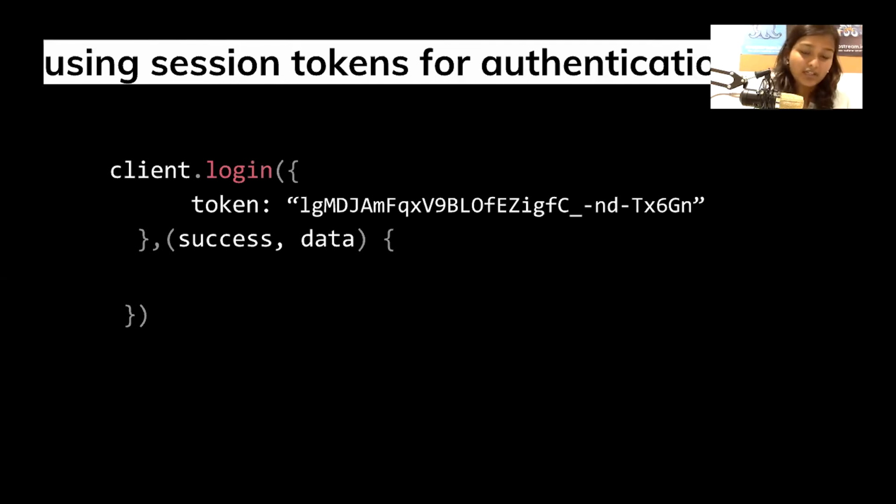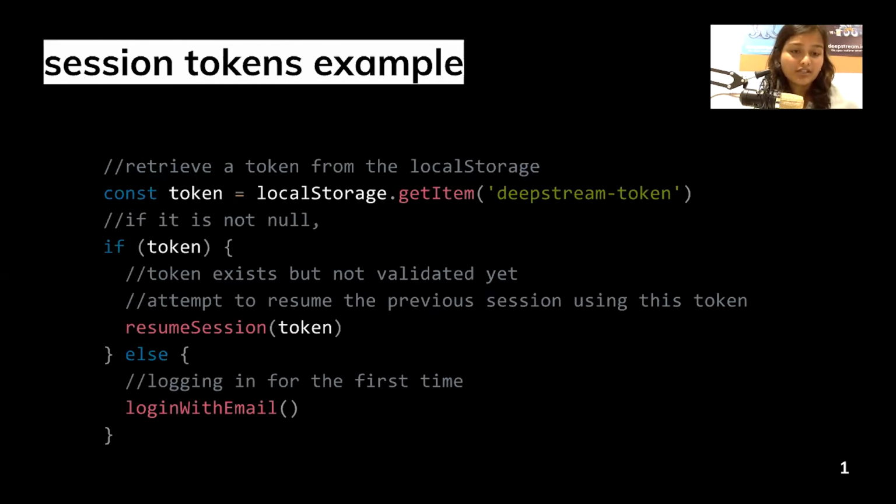So how can we utilize this? Let's have a look at a small application which utilizes session tokens as part of email auth. In session tokens, we will use local storage to store the token temporarily and retrieve it whenever the client wishes to log in. So I would say token equals localStorage.getItem, assuming that it was already stored. And I have given the session token name as deepstreamToken.